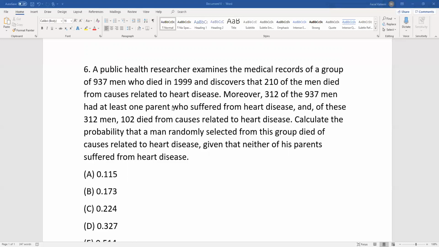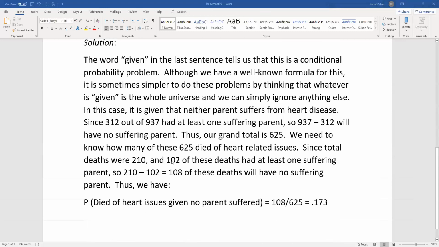So it means the number of deaths who had no suffering parent would be 210 minus 102, because once again, no suffering parent is the complement of at least one suffering parent. The 210 total deaths, and 102 of these deaths had at least one suffering parent. So 210 minus 102 will have no suffering parent. And 210 minus 102 is 108.